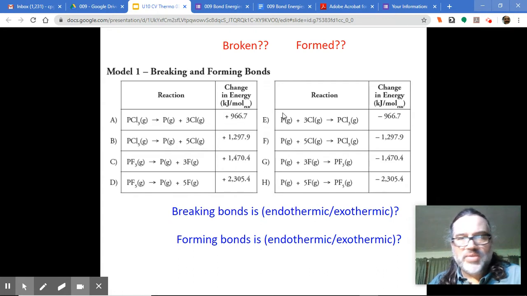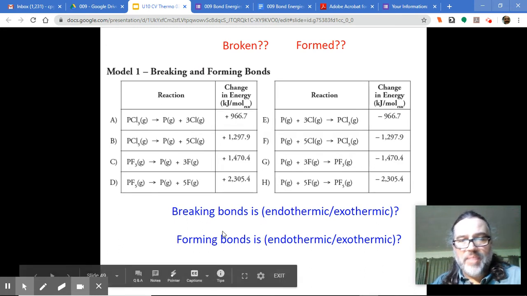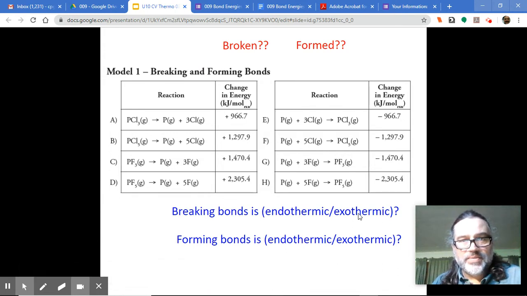Which side is breaking and which side is forming bonds? Take a look at A and take a look at B, E, A and E. And when you see that, you can see one side is breaking bonds. And notice what the energy change is. Is it endothermic or exothermic? Breaking bonds, is it endothermic or exothermic? Look at the sign, and that'll tell you. Look at E, and we can see right here we are making bonds, and we can see that that is negative, which means exothermic. And so you want to make sure you understand breaking bonds is always going to be endothermic, and forming bonds is exothermic.